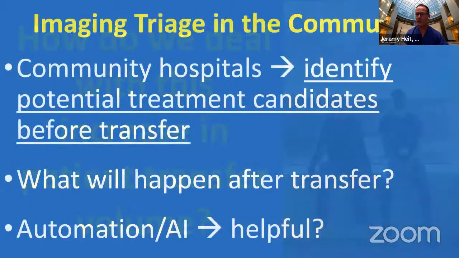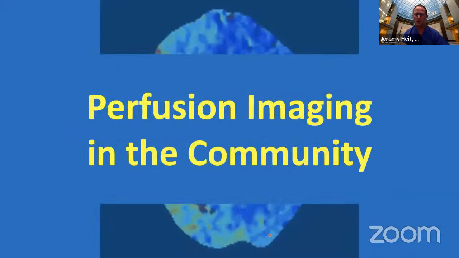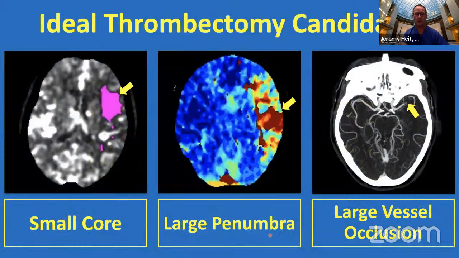And I'm going to argue that imaging is really helpful here. So we really need our community hospitals to do a little bit more of the legwork and identify potential treatment candidates before they're being transferred to your thrombectomy center. It would be really nice if we can predict what happens after they're transferred, and can automation and artificial intelligence help us out here? So I'm going to make an argument that actually perfusion imaging in the community is really, really helpful. And what do I mean by that? Well, again, our ideal thrombectomy candidate that we would really like to know if that's the patient we're transferring would have a small core, a larger penumbra, and a large vessel occlusion. Okay.